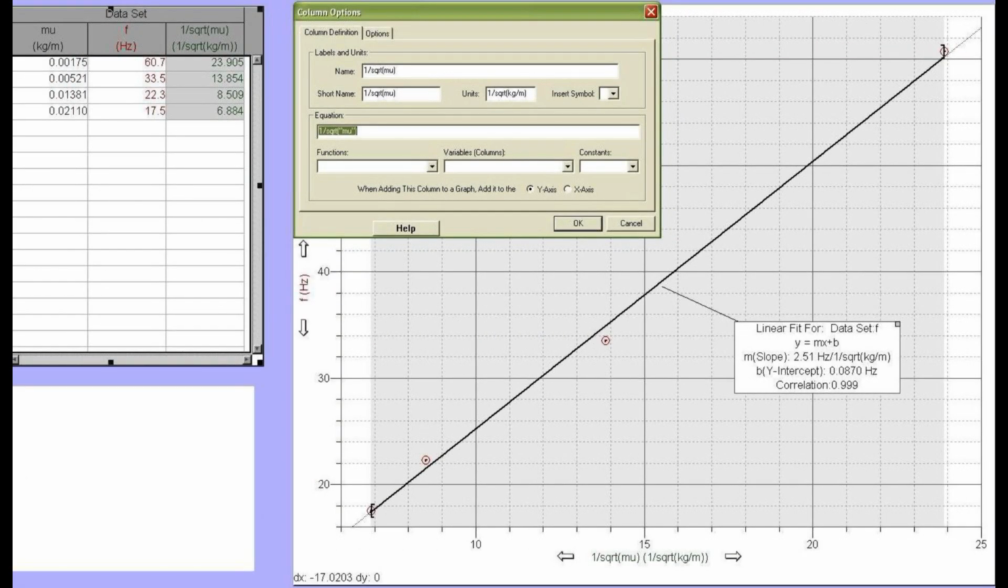In graphical analysis, you may calculate a column defined as 1 over the square root of mu and fit a straight line. The theoretical value of the slope can be calculated from n, L, and the square root of T.